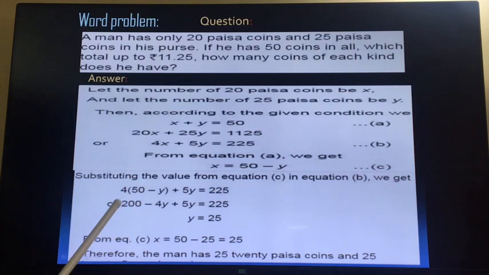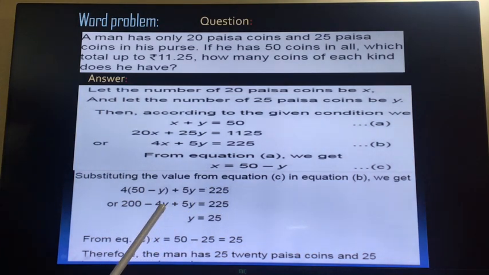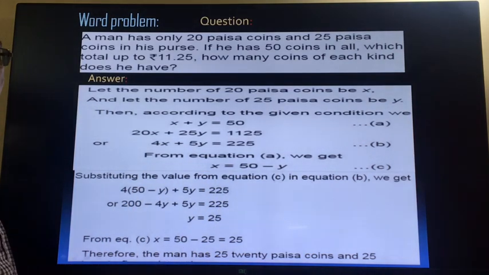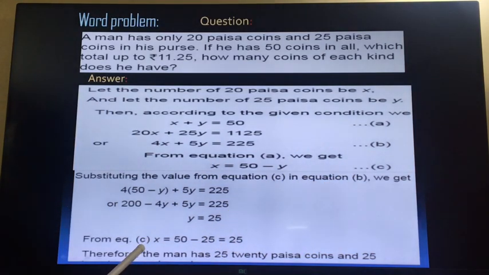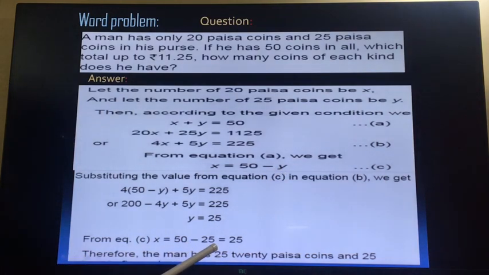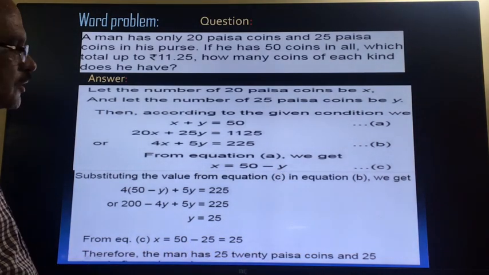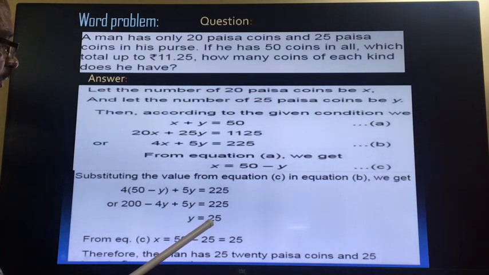Open the brackets: 4 into 50 is 200 minus 4 into y is 4y plus 5y is equal to 225. Now 5y minus 4y is y. 225 minus 200 will be 25. So we got the value of y is equal to 25, and this value of y we will put in equation number C. So we will get x is equal to 50 minus, in place of y, 25. So 50 minus 25 is equal to 25. So x is equal to 25 and y is equal to 25.